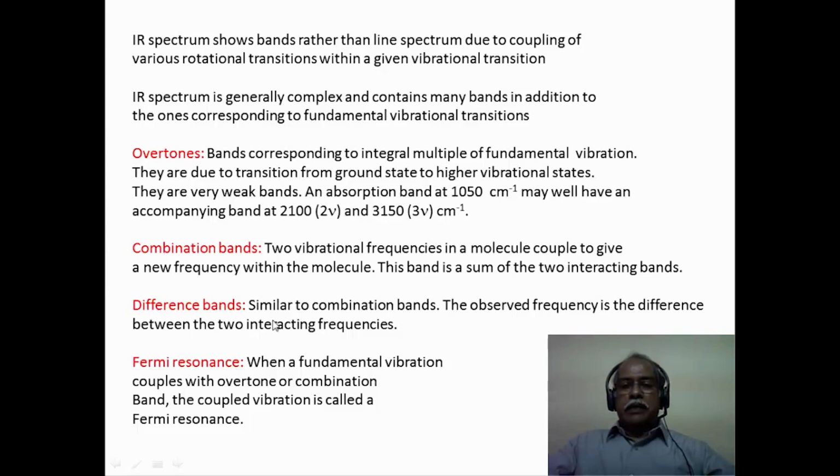The difference band is exactly the opposite. For two vibrational frequencies, the difference can be observed. The observed frequency is the difference between the two interacting frequencies. In other words, this is similar to a combination band, except one is addition and the other is subtraction of the two frequencies which are interacting or coupling to give a third frequency. Fermi resonance is essentially when a fundamental vibration couples with an overtone or a combination band. The coupled vibration is what is known as Fermi resonance. Fermi resonance is fairly common in carbonyl compounds. We will see some examples of Fermi resonance when we deal with the carbonyl frequencies of various organic compounds.